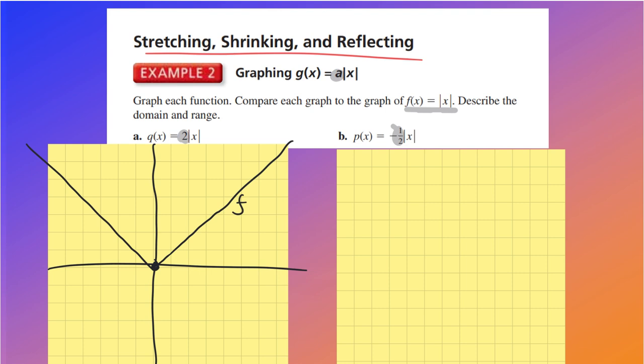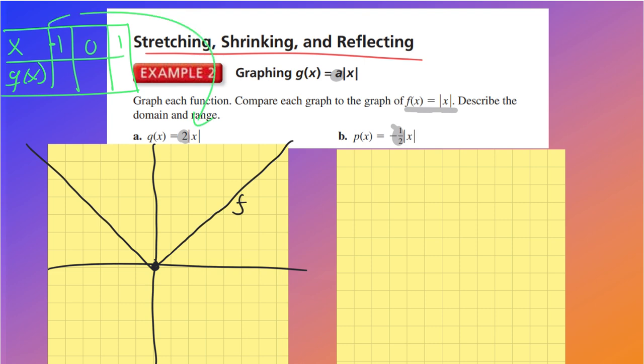And your table will be x, so we have q of x. I use low numbers, I'll start with -1, 0, and 1. Substitution again: the absolute value of -1 is 1, times 2 gives me 2. The absolute value of 0 is 0, and 0 times 2 gives me 0. And 1 times absolute value of 1 is 1, and times 2 gives me 2. So my new points are going to be -1, 2, 0, 0, and 1, 2.